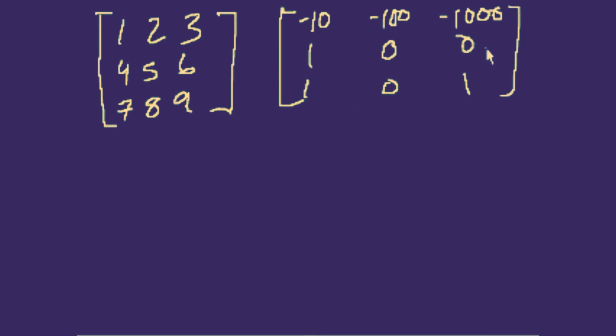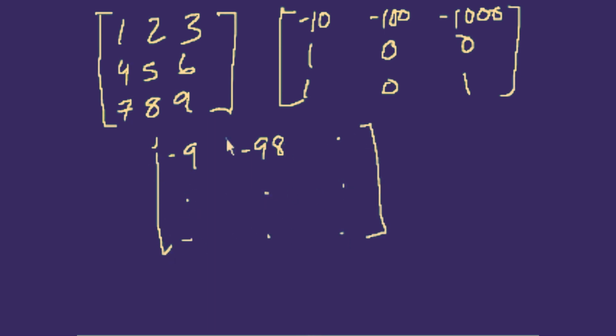You can add these two matrices, right? Because they have the same number of rows and the same number of columns. So, for example, if you were to add them, the first term up here would be 1 plus minus 10, so it would be minus 9, 2 plus minus 100, minus 98. I think you get the point. You would have exactly 9 elements, and you would have 3 rows and 3 columns.